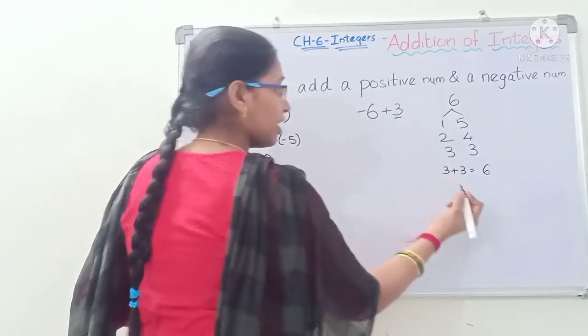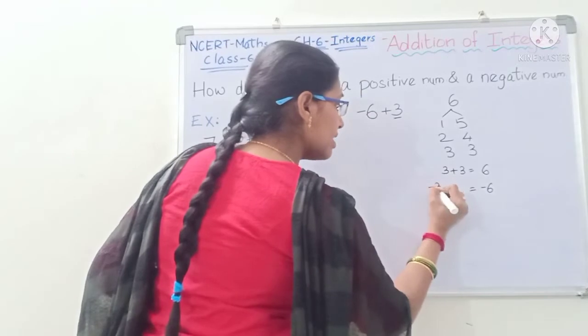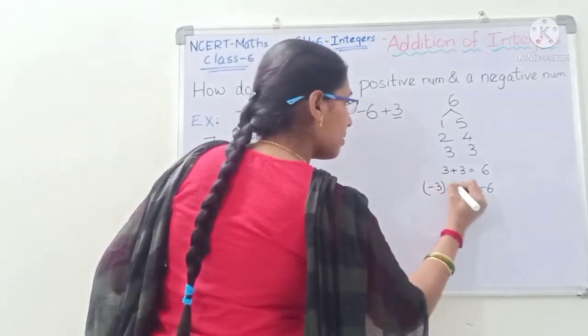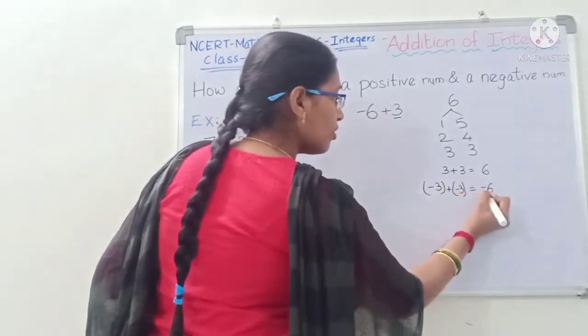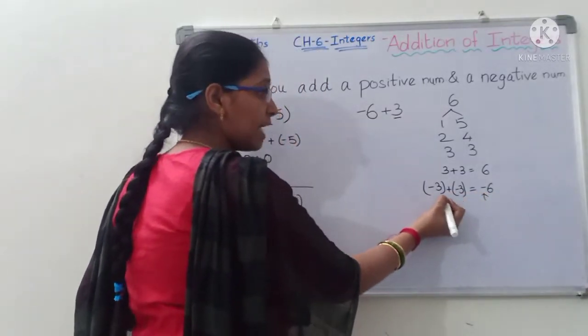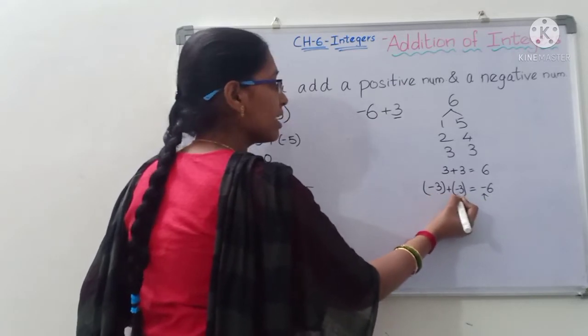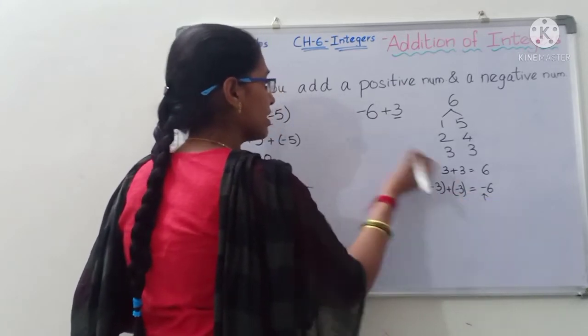The other way, if it is minus 6, how should you write? You should write it as minus 3 plus minus 3. When will you get a negative sign? If both are negative numbers. If you are adding two negative numbers, you will get a negative sign. So, minus 3 plus minus 3 is minus 6.